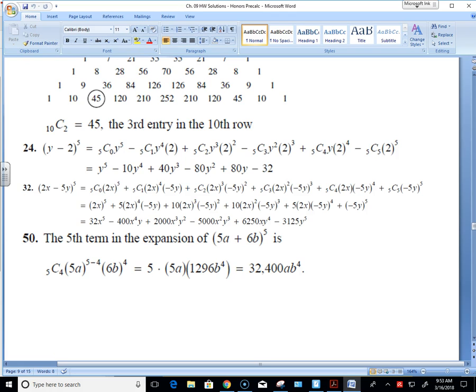You could have used nCr, or you could have used Pascal's triangle. It would have been 1, 5, 10, 10, 5, 1. But you would have also had to raise 2 to the powers and simplify. Ooh, you guys have a few things to grade. Let me give you a second. 24, 32, and 50.